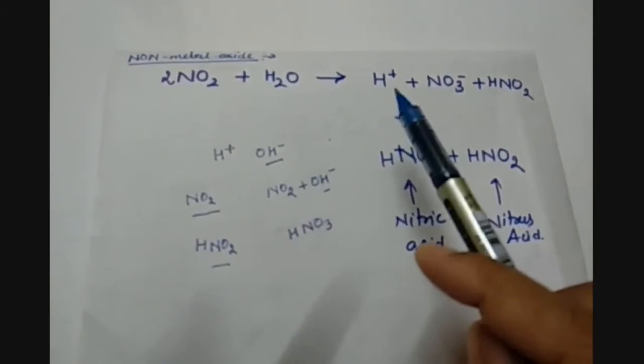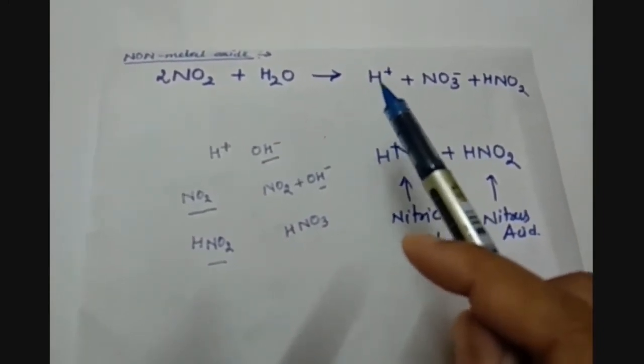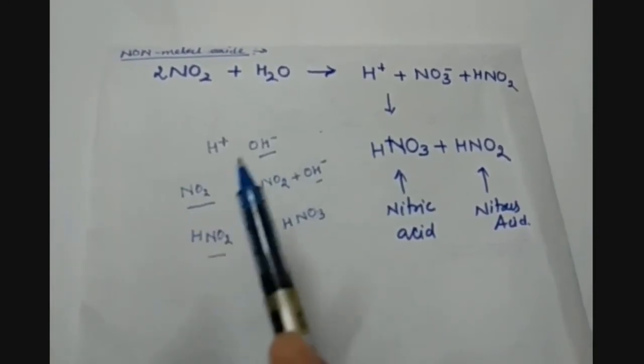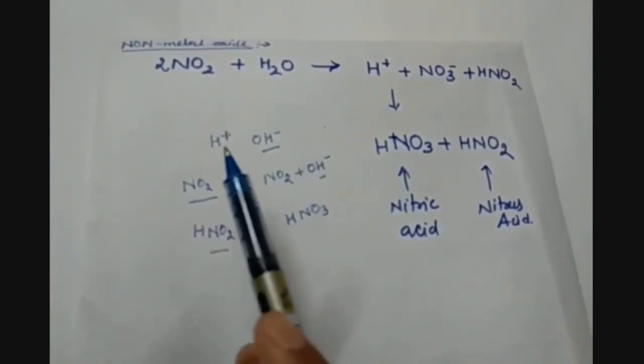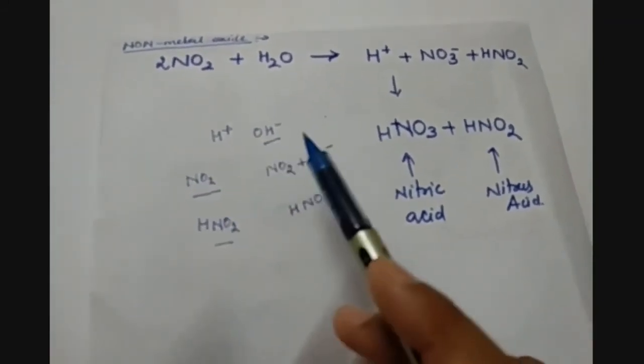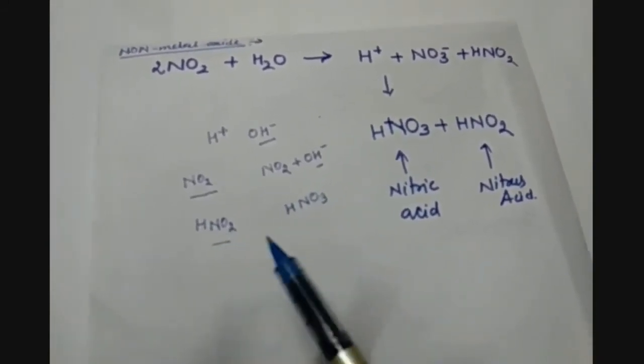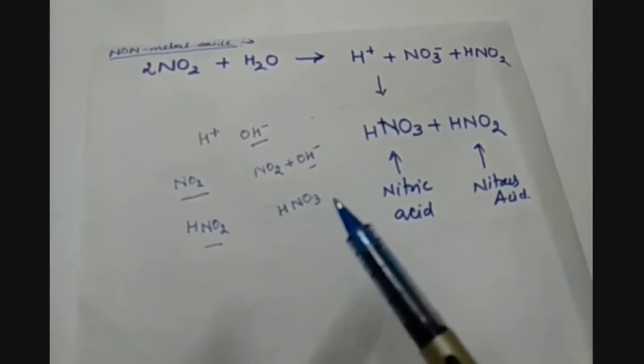Water splits up into ions. So we get H+ and OH- in this way. This H+ attaches to one of the nitrogen dioxide molecules and OH- attaches with the second NO2 molecule, and hence they form the HNO2 and HNO3 acids.